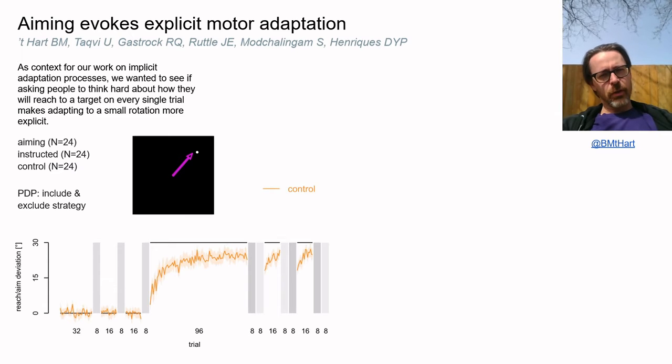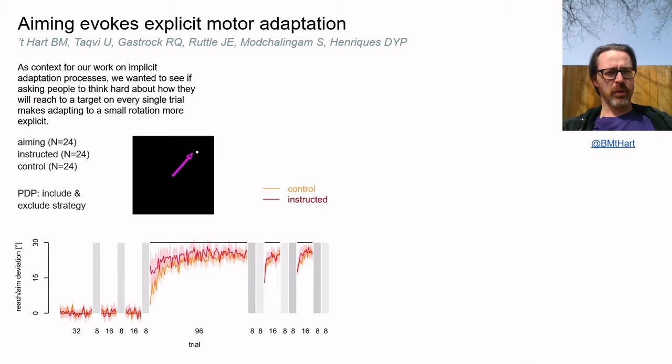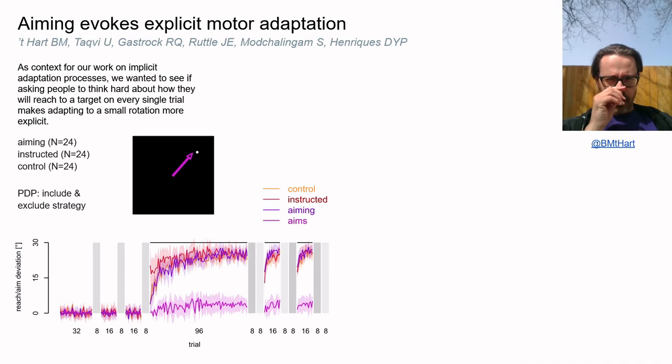Let's look at behavior. In the control group, in yellowish orange everywhere, we see a very typical learning curve. The instruction group starts out at 20 degrees because they got an instruction and applied it, and the aiming group in purple is very similar to the control group. We also have the aims for the aiming group, and these are a little bit lower than in other paradigms, but at the end of the first training bout, they have significant aims of just about 4 degrees.